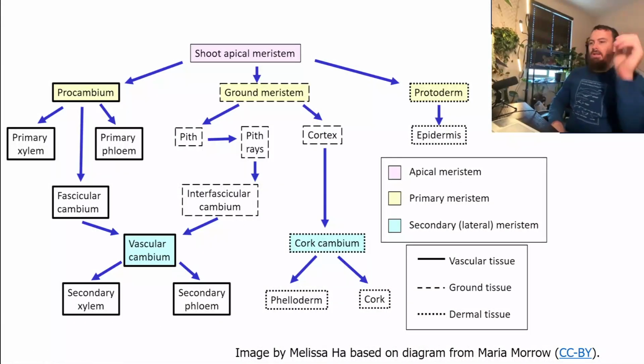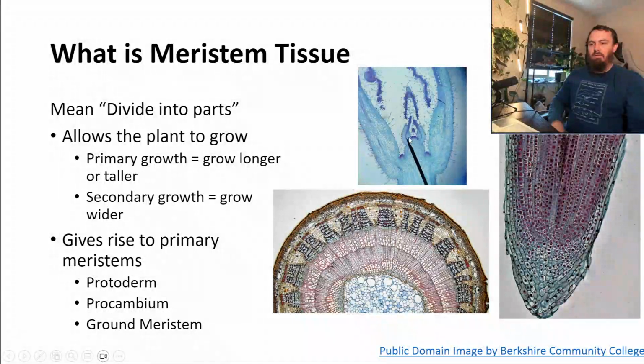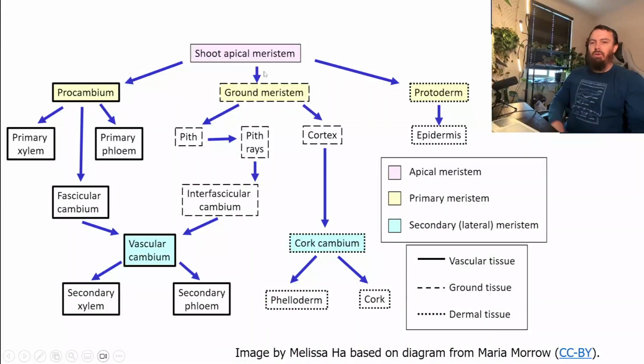So here's a little diagram that we're going to follow. We have shoot apical meristem at the top, and we have another one later on for root apical meristem. The shoot apical meristem, this dark spot right here at the tip of the shoot, will differentiate into procambium, ground meristem, and protoderm. The procambium will then differentiate into primary xylem. Remember, that's the one responsible for carrying water from the roots to the shoots, and primary phloem for carrying the sugars wherever they need to go. It'll then also differentiate into fascicular cambium and eventually vascular cambium, which will produce secondary xylem and secondary phloem.